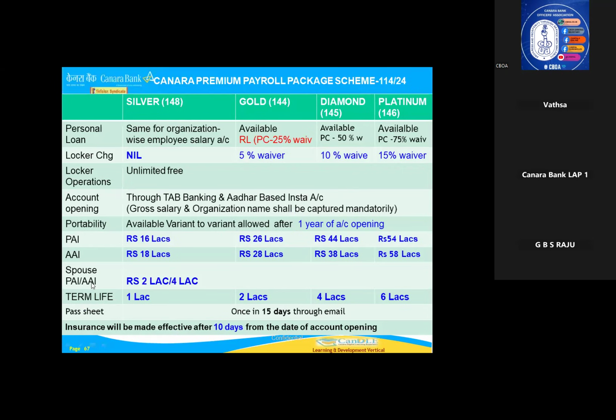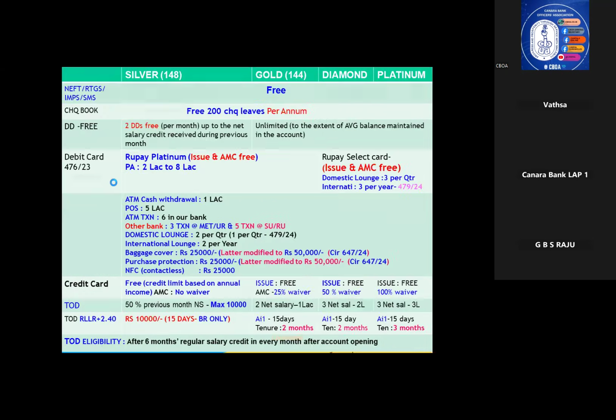Then credit card, free. For the first variant, there is no waiver on the AMC. Second variant, it is 25% on the AMC. Third category, it is 50%. Fourth category, it is 100%.